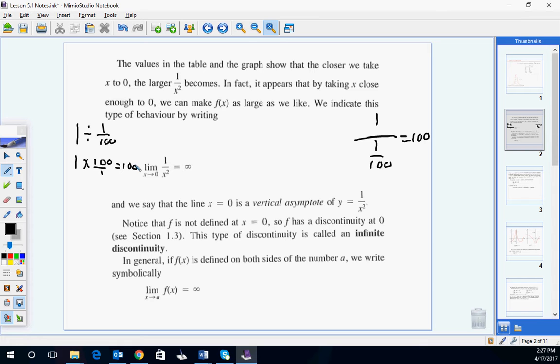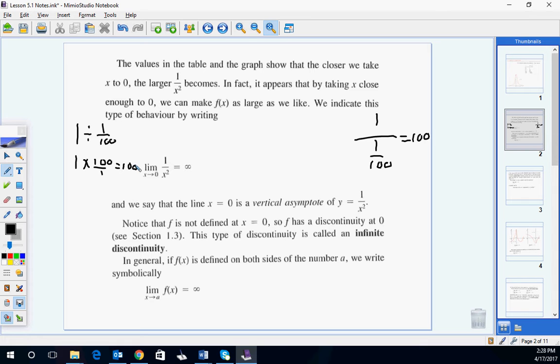So anyway, in fact, it appears that by taking x close enough to 0, we can make f of x as large as we like. We indicate this type of behavior by writing the limit as x goes to 0 of 1 over x squared is infinity, because from both sides it's going to the same spot. And we say that x equals 0 is a vertical asymptote because it's never touching it. We can't put it in there. That's what the limit tells us.